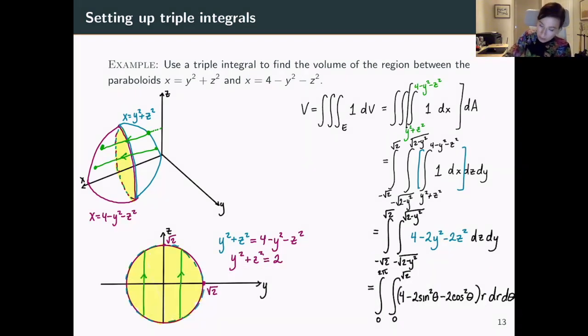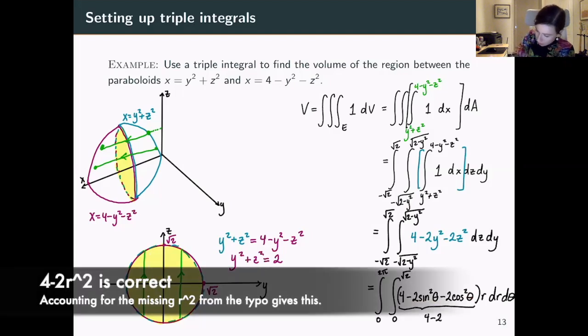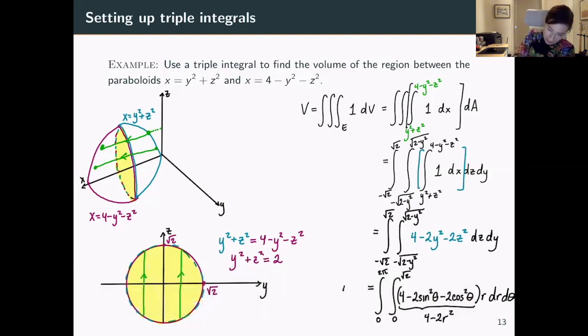Here we can note that this sine squared plus cos squared will end up being just equal to 1. And so all we're left to integrate is 4 minus 2r squared. Go ahead, evaluate this integral on your own. You should end up getting a value of 4 pi in the end.